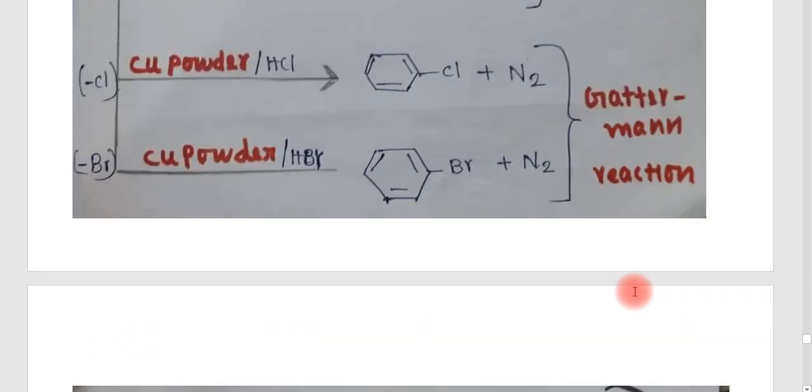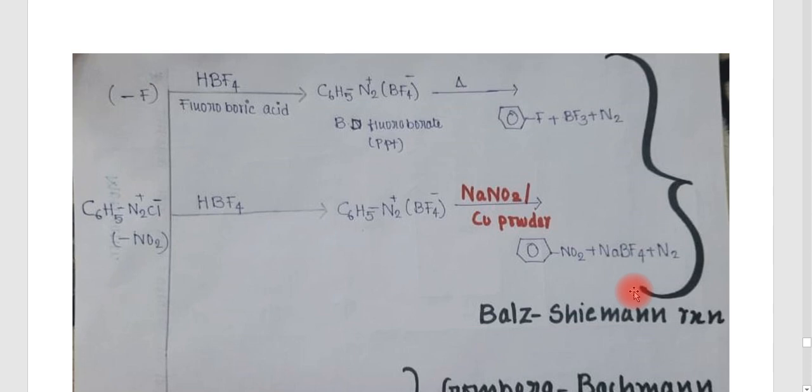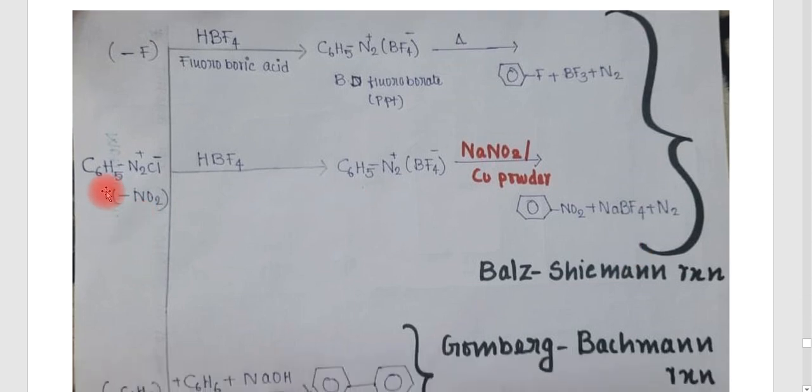So these two named reactions, you should note carefully. And next we are replacing the benzene diazonium chloride with fluorine, and the other is NO2, the nitro group. When replacing with fluorine, there is a small change.